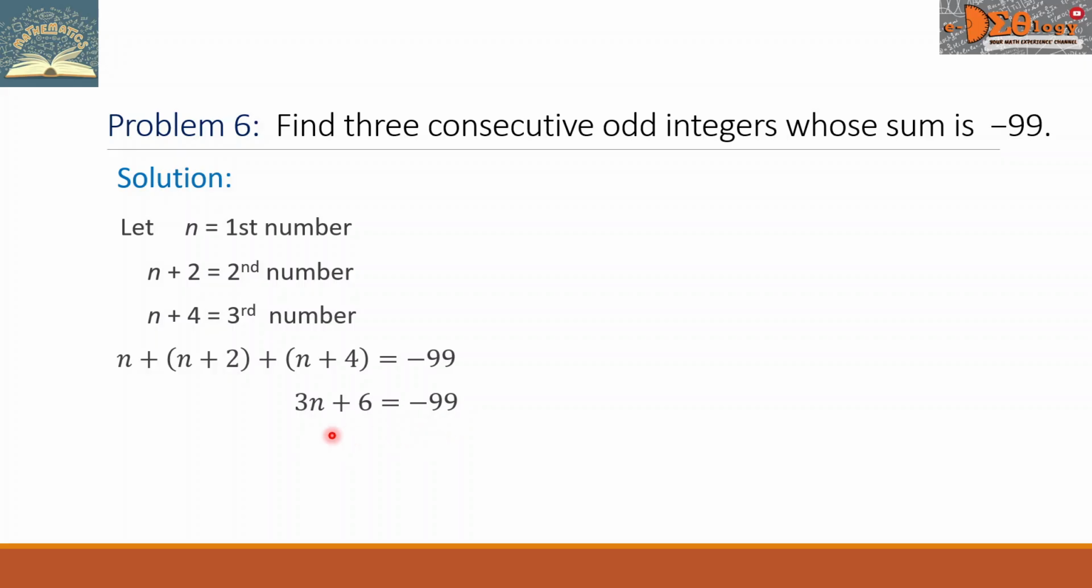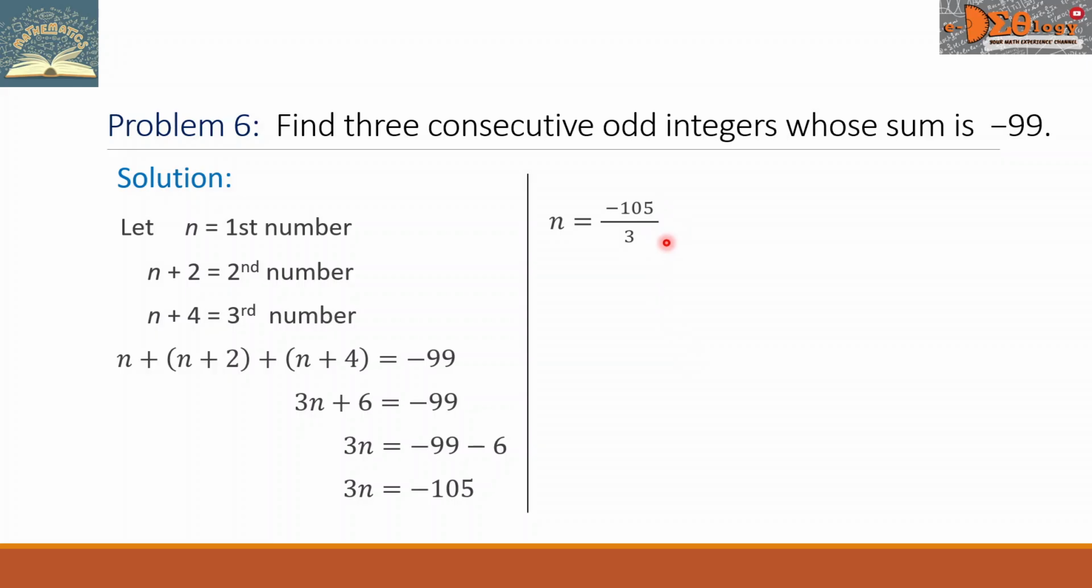Let us now solve for n. This positive 6 we transpose to the right. We have negative 6 in here. So we combine negative 99 minus 6. The right side is now negative 105. So the value of n is negative 105 divided by 3. And the quotient is negative 35. We have now the value for n. This is our first number.